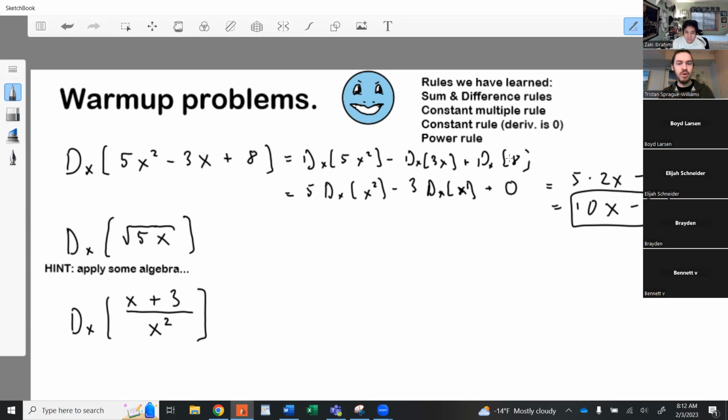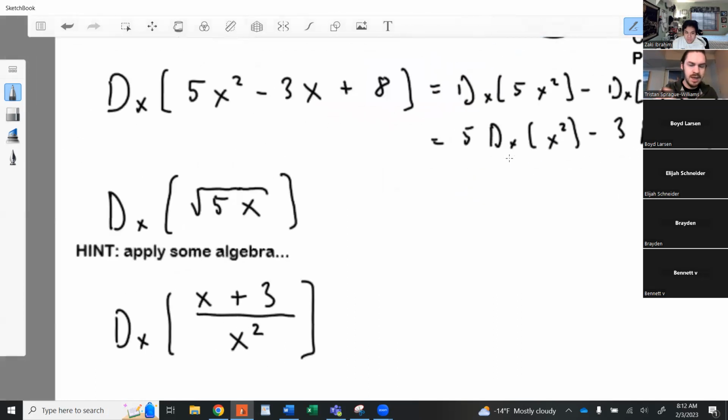Second one, we have a square root function. Now, I haven't taught you what to do with a composition of functions. This right here is a composition of functions. We have a 5x function on the inside, and a square root function on the outside. I haven't taught you how to handle composition of functions when doing a derivative. I will teach you that. It's called the chain rule, and it's coming up next week.